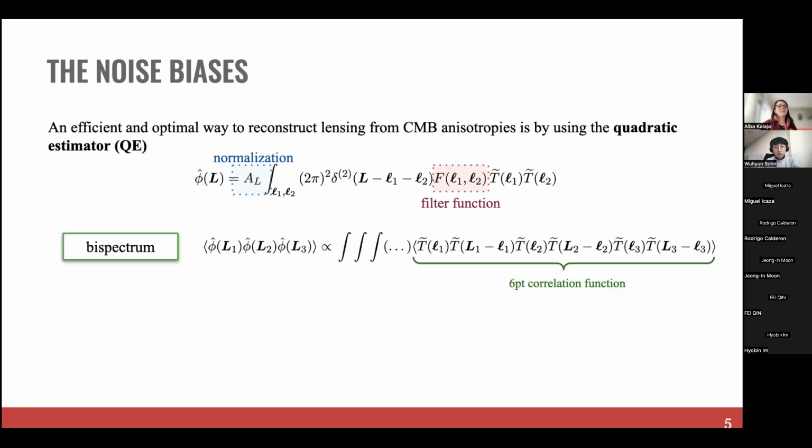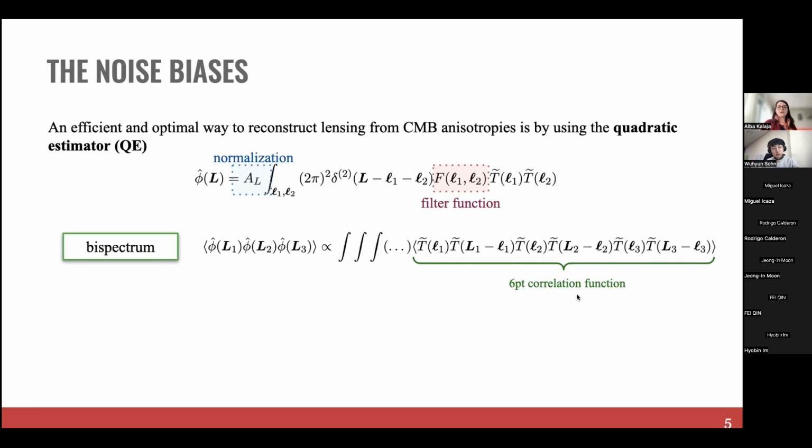Now, if you think about the bispectrum of the lensing potential, then you need to have 3 copies of phi. And so what you get here is a bunch of integrals, filter functions, and normalizations. But more interesting, you get a 6-point correlation function of the temperature anisotropies. In the same way, for the work done before on the power spectrum, you have 2 copies of phi, so there you have a 4-point correlation function. So there is an increase in complexity in these calculations.